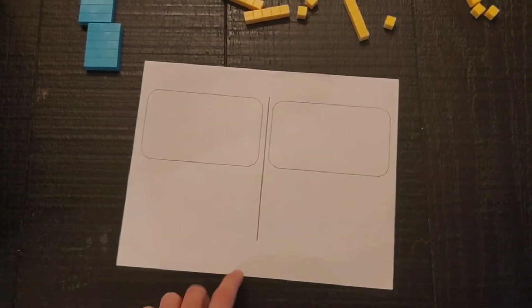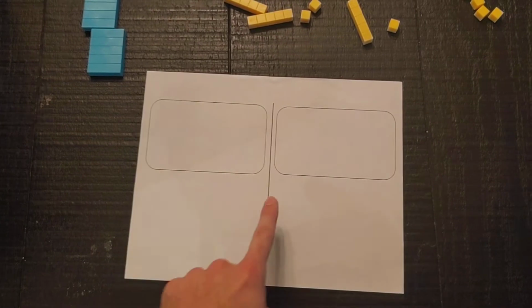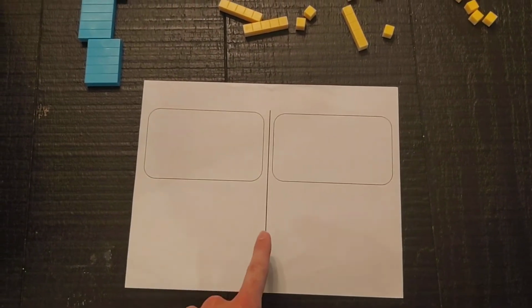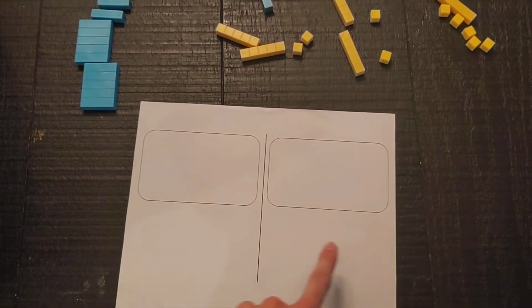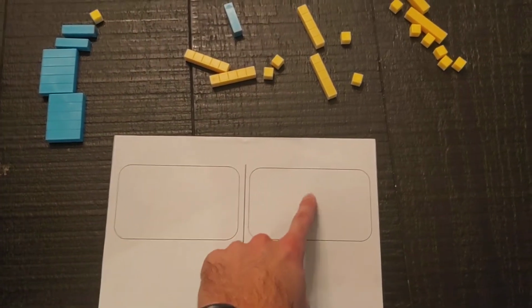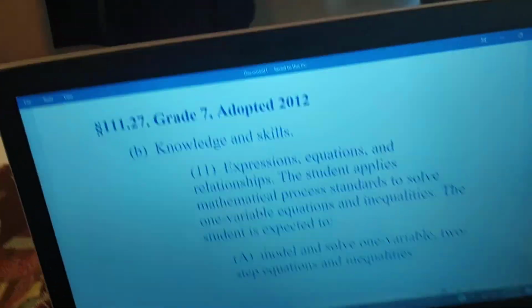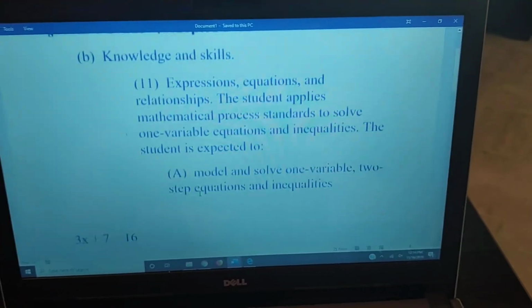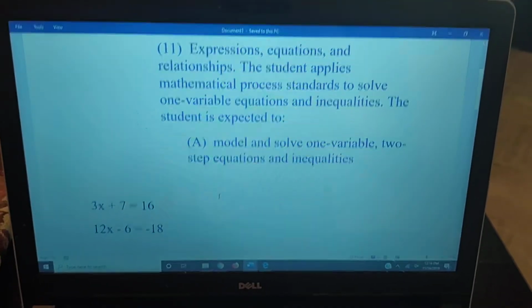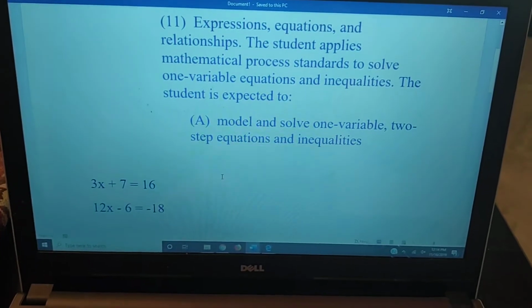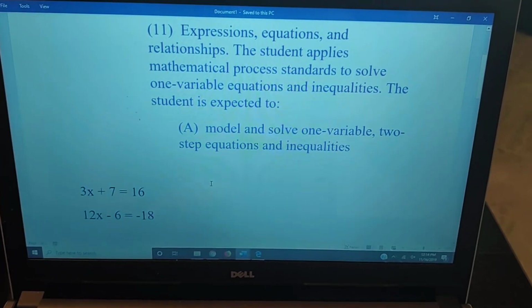So essentially, the middle is an equal sign. This side is positive, as well as this, and these are considered negative, as you'll see in a second. So we'll work two problems today: 3x plus 7 equals 16 and 12x minus 6 equals negative 18.